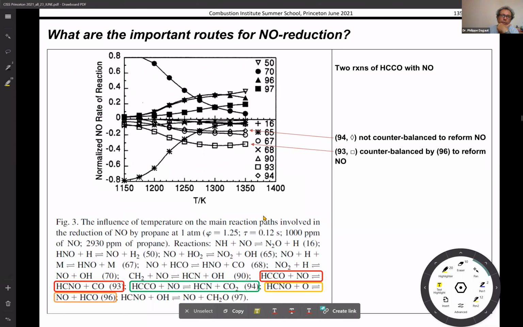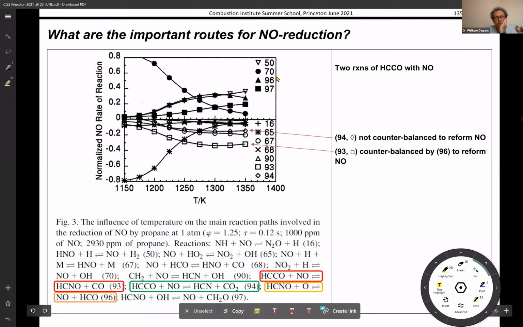and we could figure out that there were reactions which were producing or consuming NO. So above zero, it's producing. Below zero, it's consuming. And you can see there is a kind of symmetry here.